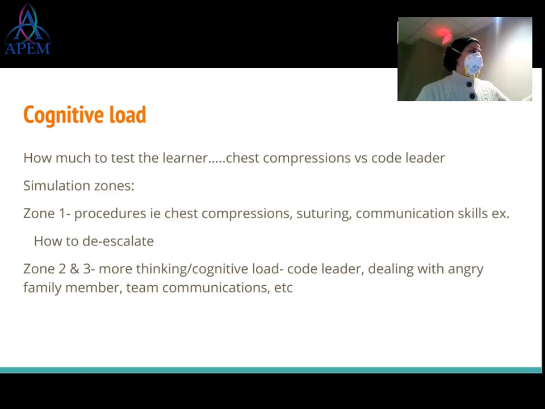Zones 2 and 3 are more about thinking and cognitive load, like when you're the code leader. You would go in and try to assess their thinking about how they are running this code, dealing with angry family members during the code, team communications and such. So when we do the simulations, that's also what we want to see: where this is falling.